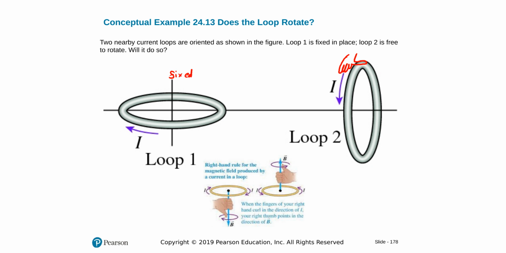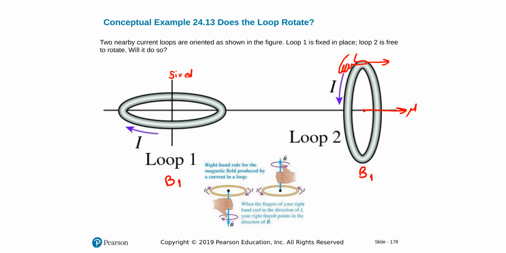this loop to be to the right, so the magnetic moment I'm going to show in the center, and it's to the right. And I'm going to look at the magnetic field direction. I'm going to call the magnetic field of loop 1 B1 at the point of loop 2. What is the direction of B1 at the point of loop 2?